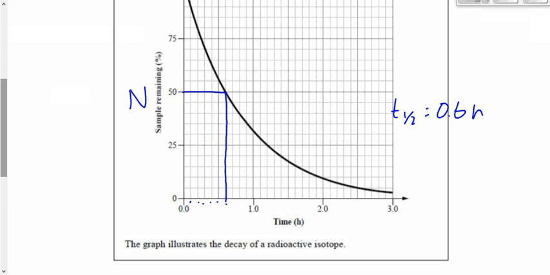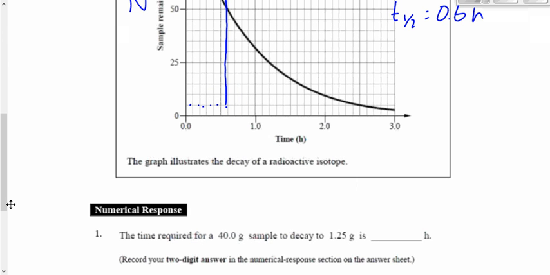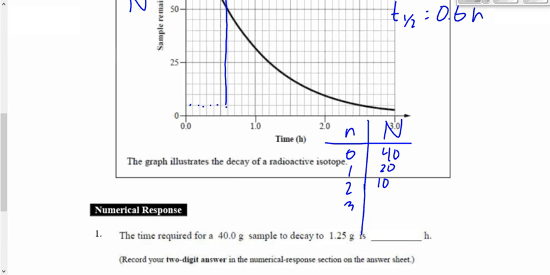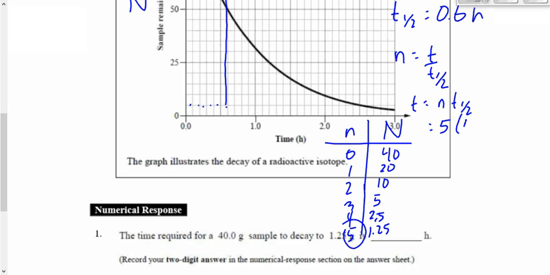Now, how many half-lives do we have? Well, we want the time that's required to go from 40 grams to 1.25 grams. I'm going to do the old divide by 2 method. Some of you might use logarithms for this. After 0 half-lives, we've got 40 grams. 1 half-life, it's 20 grams. 2 half-lives, it's 10 grams. 3, it's 5. 4, it's 2.5. And 5, it's 1.25. So we've got 5 half-lives. We want to find what t is. It's 5 times 0.6, which is 3.0 hours.